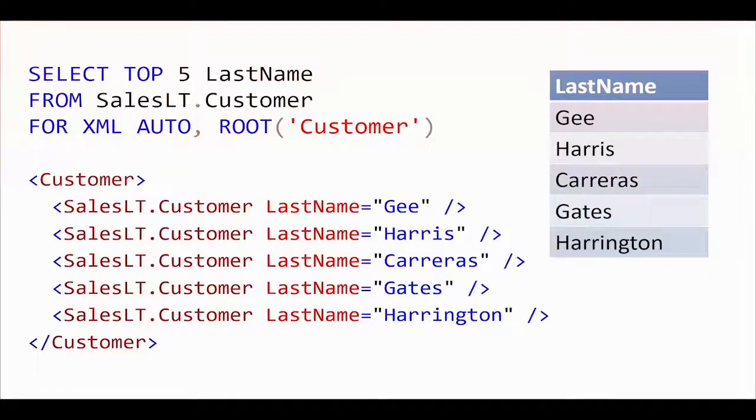So if I execute this in SQL Server, I'll get a result back similar to what you see. So it says, all right, well, for each of these customers, we're going to give it an element name of SalesLT.Customer. That's the table name. And what's doing this is that auto instruction. And then the column name of last name equals, and then we've got the attribute value, which is Gee or Harris or Carreras or what have you. So that's one way you can work with XML.